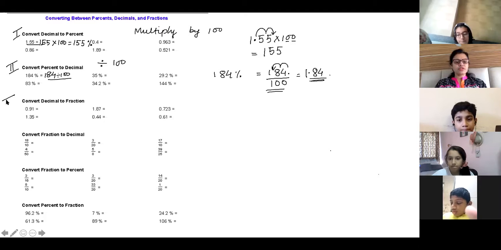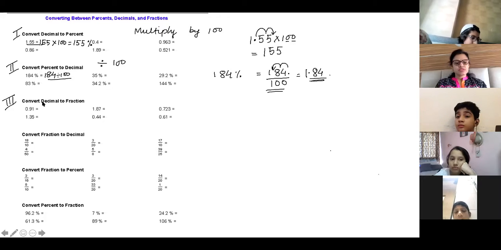Now, third question. Rest of the question you will complete. Everyone, you will complete 229.2 divided by 100. So 0.292 will be the answer. I have done this till third one. Third one I have to do from fourth. Complete and send it to me.